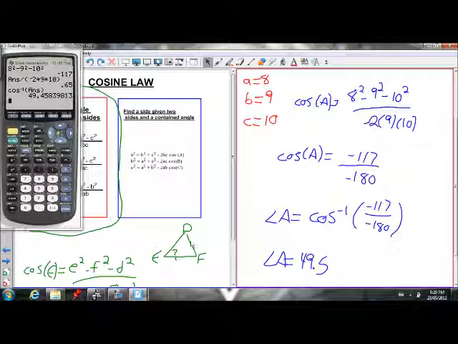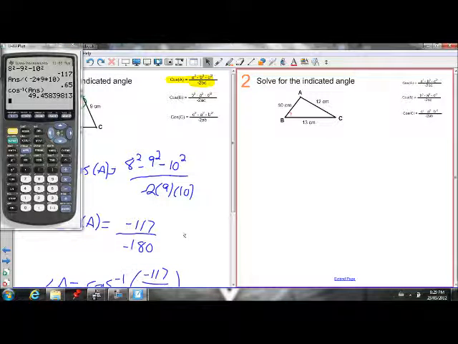Once you get good at using your calculator, you might be able to skip to this. Let's just do a couple more quick examples, just to make sure we have this down here.